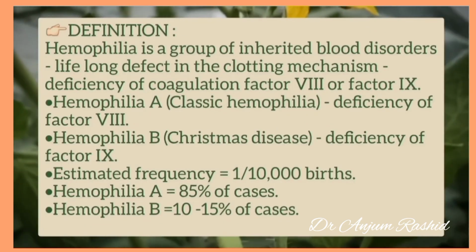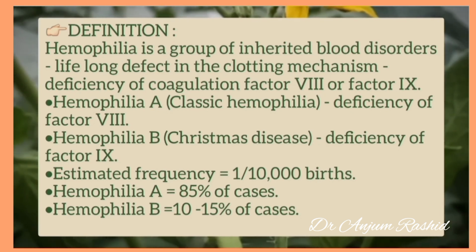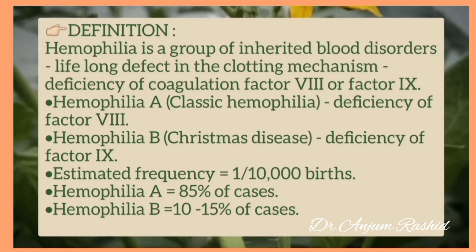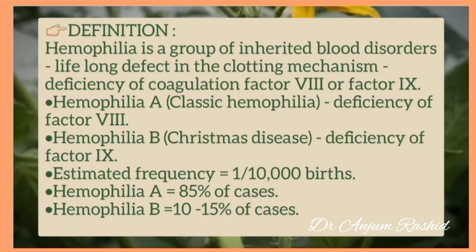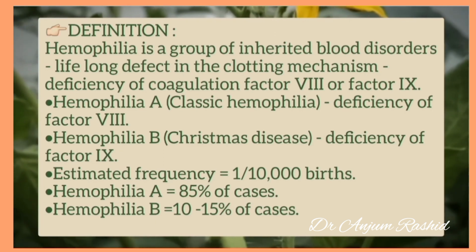Now, hemophilia is a group of inherited blood disorders due to a lifelong defect in the clotting mechanism. And this is the deficiency of coagulation factor 8 and factor 9. Now, hemophilia A, which is also known as classic hemophilia, is due to deficiency of factor 8, and hemophilia B, also known as Christmas disease, is due to deficiency of factor 9.